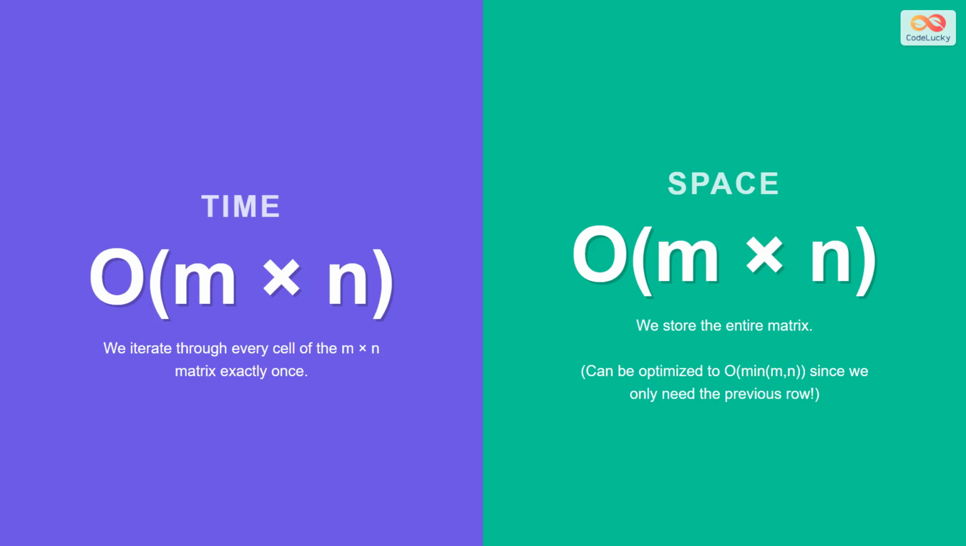This approach is much more efficient. The time complexity is proportional to the size of the table, which is m times n, where m and n are the string lengths. The space complexity is also m times n, though it can be optimized further.